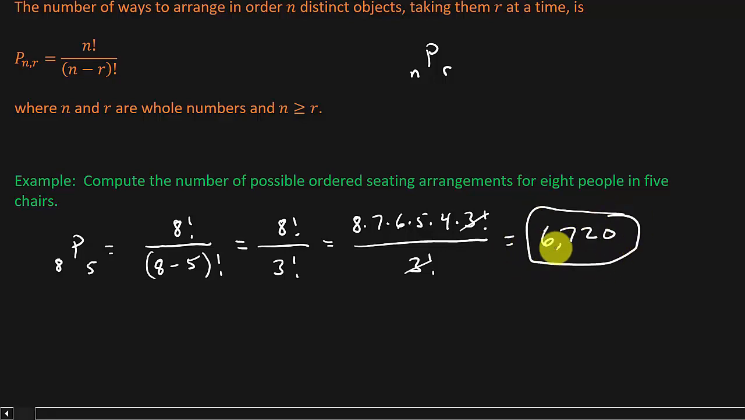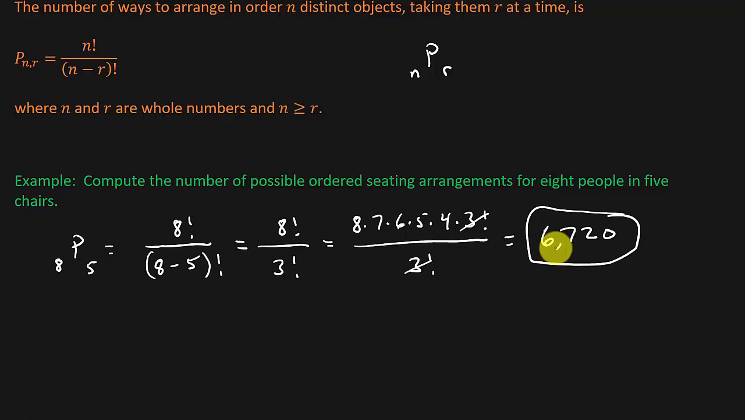6,720 different arrangements. Or you can punch this into your calculator, which I know you can't see, but I'm doing it right now. So I just punched in 8 permutation 5, and I get the 6,720. So learn how to do it on your calculator.